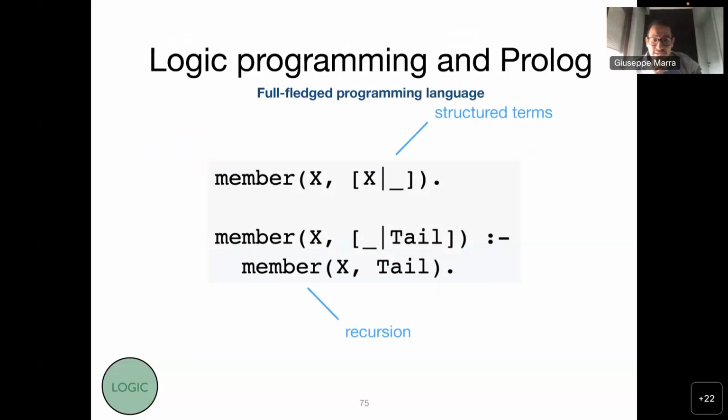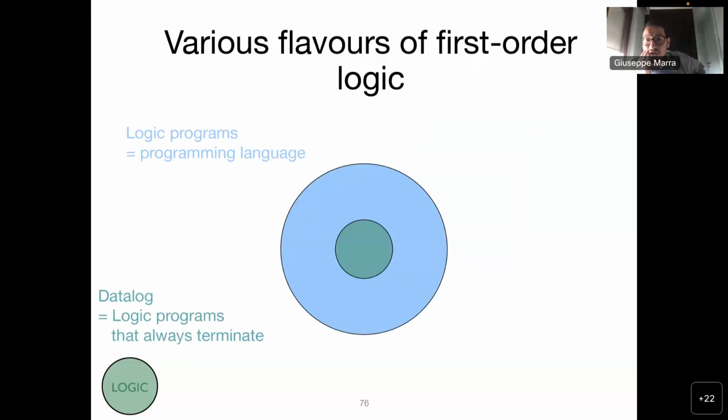For example, logic programs can express lists or recursion very nicely, and that allows you to be as expressive as a Turing machine. However, usually the problem with logic programs is that they give you no assurance about termination because they are Turing machine equivalent. So sometimes you still want to use logical arguments and have good expressivity, but also guarantee termination, and you can restrict the syntax.